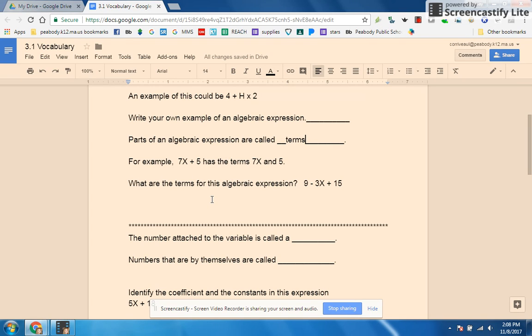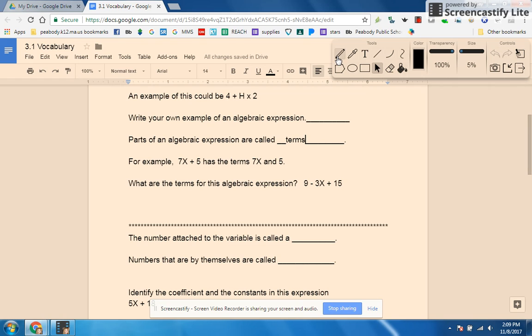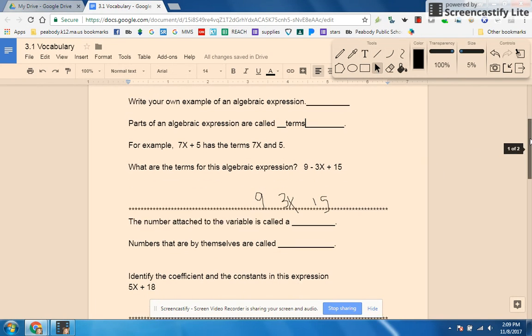So when this says, what are the terms for this algebraic expression, see if you can come up with that, and then I'll write what they are. So take a second. So if I'm looking at this, the terms would be 9, 3x, and 15. Okay, so it's all of the parts of the problem that aren't pluses or minuses. All right, let's take a look.